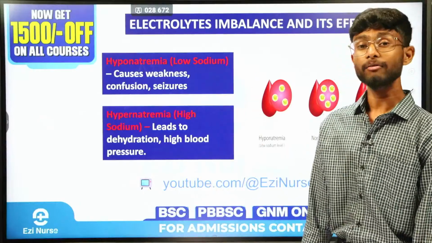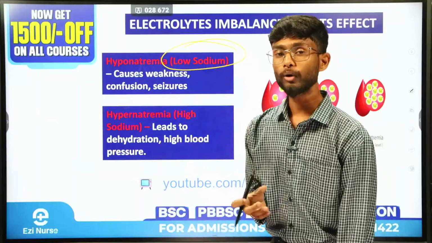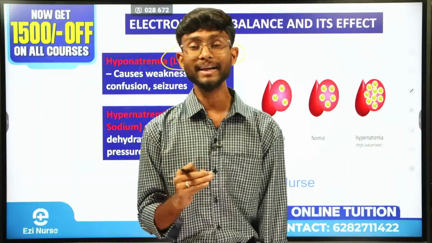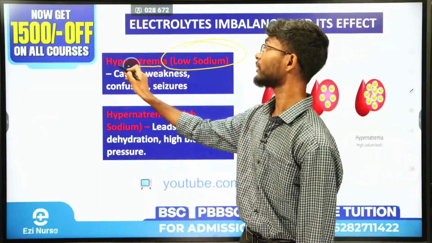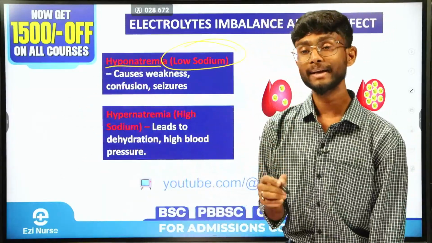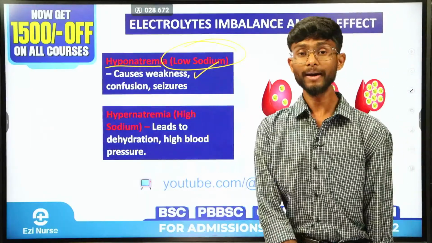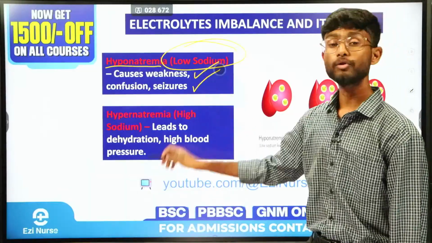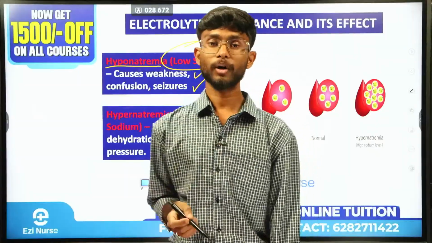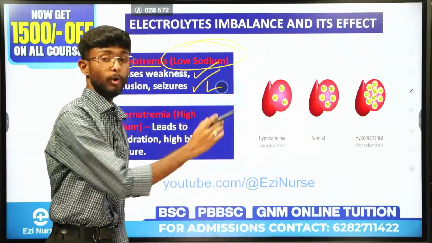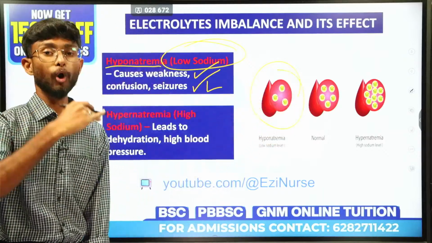First, if the electrolyte sodium level is low, what happens? That condition is called hyponatremia. Hyponatremia causes weakness, confusion, and also seizures. Okay, that is hyponatremia, when the sodium level is low.